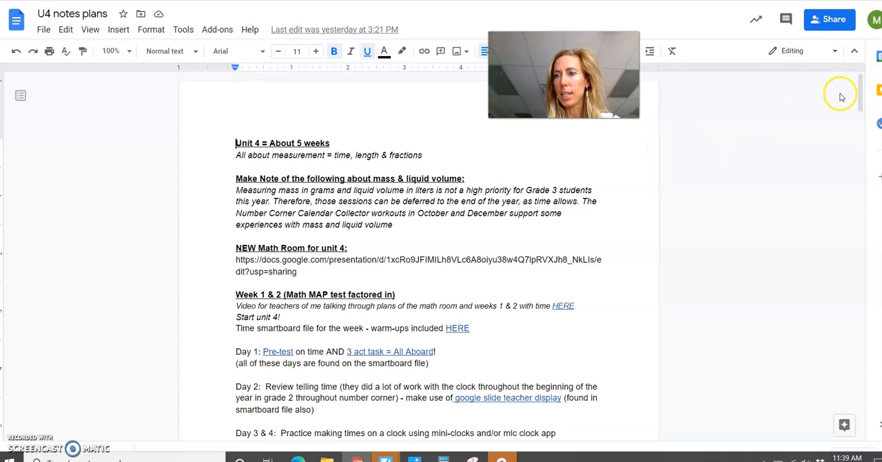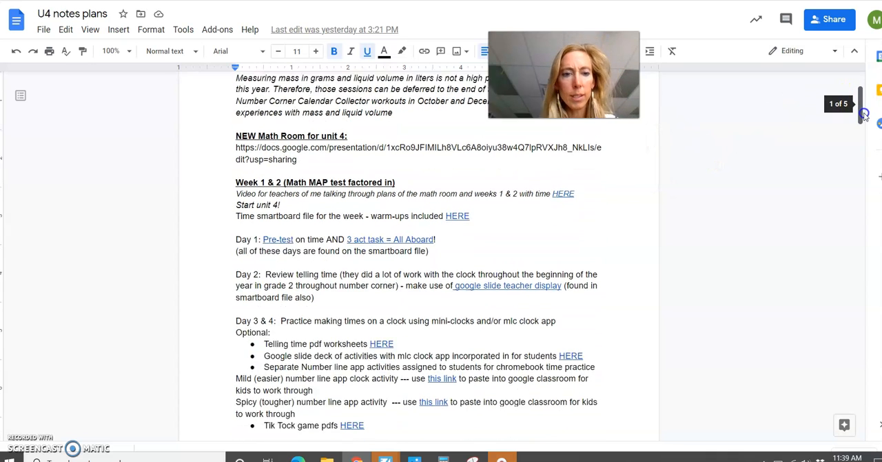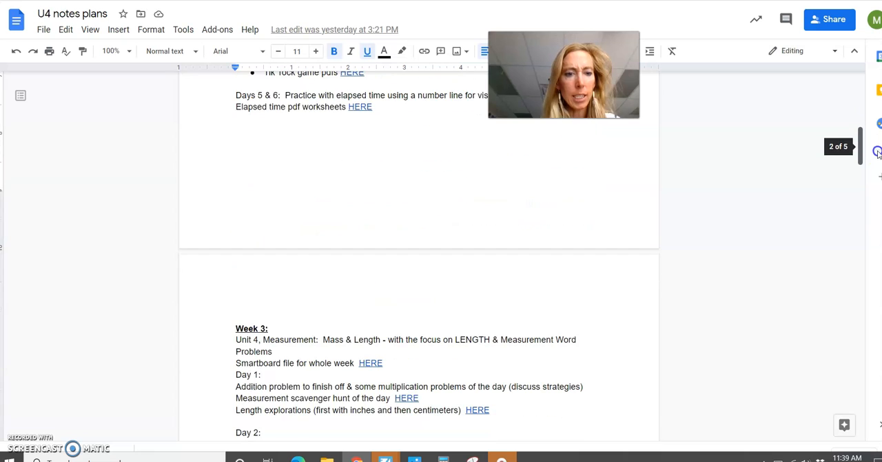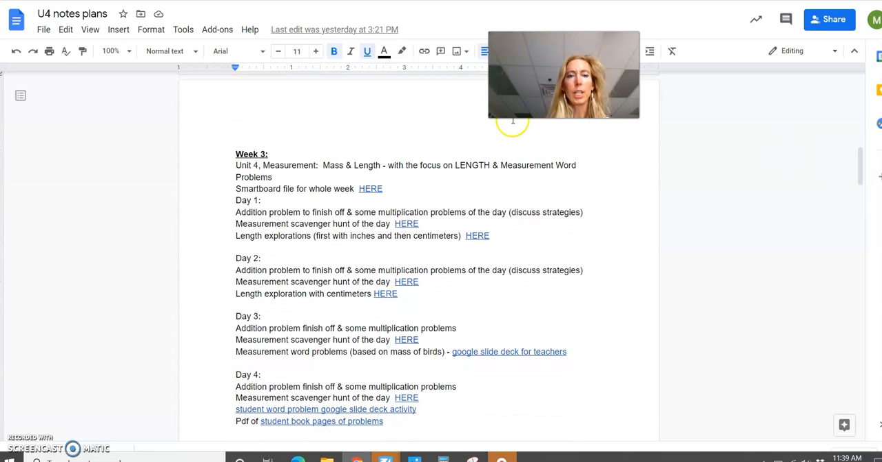All right, you guys, this is going in the notes and seeing the next part. So after time, working about 2 weeks with time, then you're going to go into measuring mass, volume, and length. And the focus will be on the length part and measurement word problems. That's the two things that you really want to work on together daily.